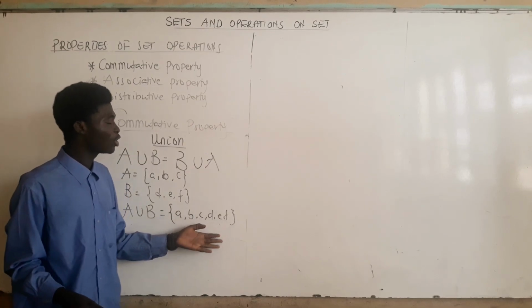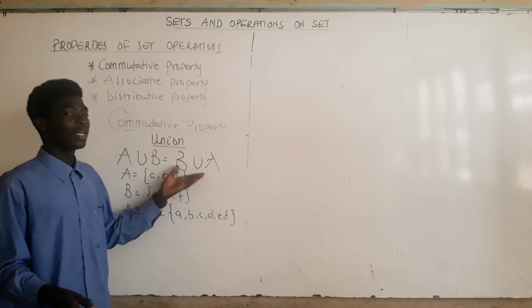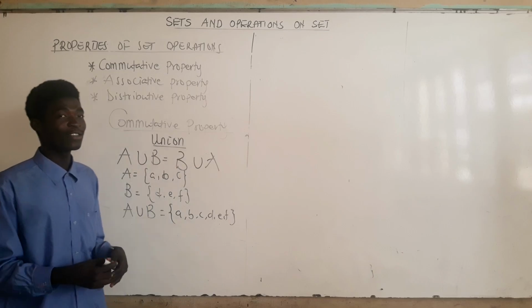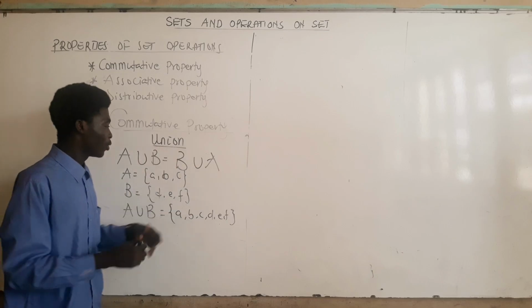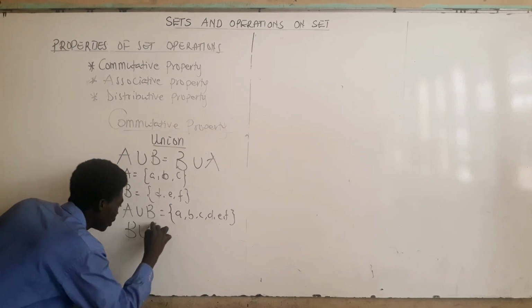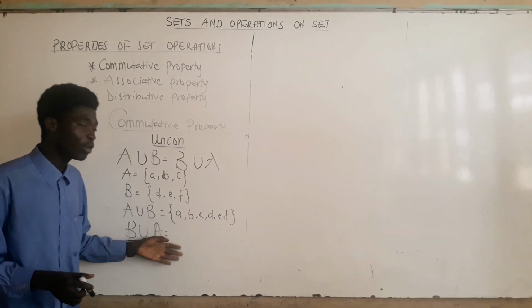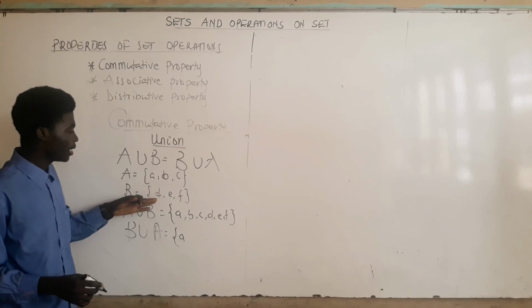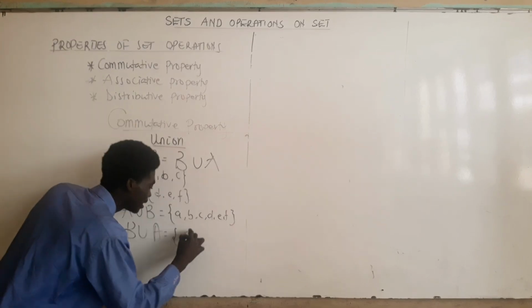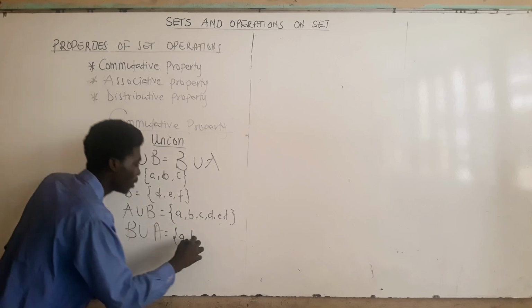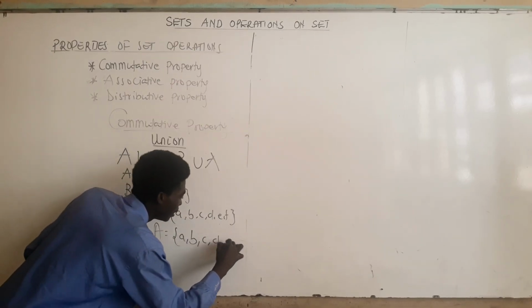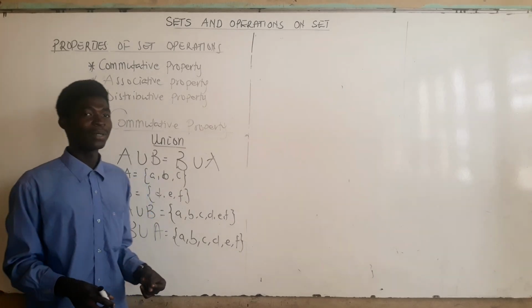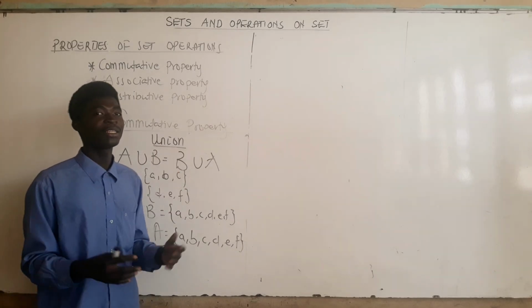This result here should be equal to the result of the other side of the commutative property, that is B union A. Of course, to combine set B and set A, you are going to get the same as A union B: a, b, c, d, e, and then f. And that is the commutative property using the operation union.